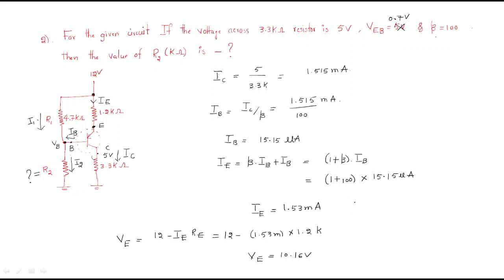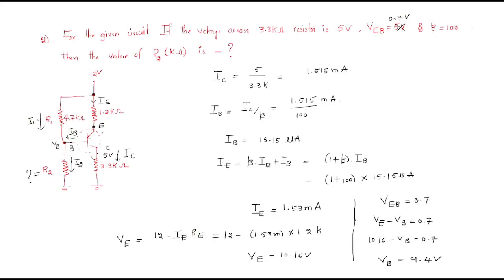Look at here. VEB is already given as 0.7 volts. You know VEB equals VE minus VB, equal to 0.7 volts. VE is 10.16 minus VB equal to 0.7. From this we can write the base voltage is 9.4 volts.